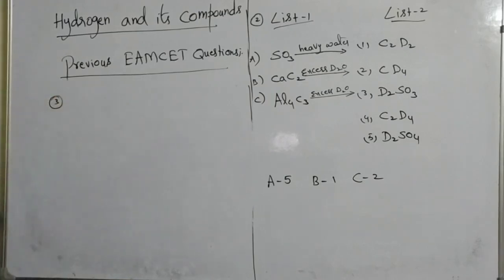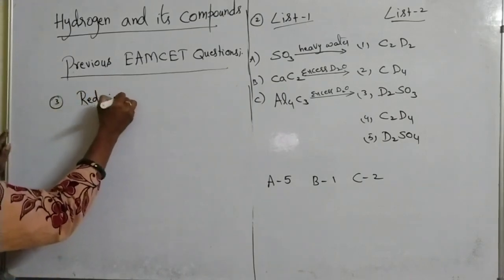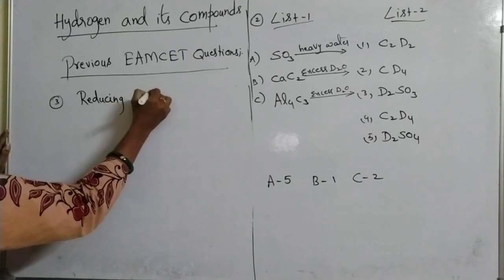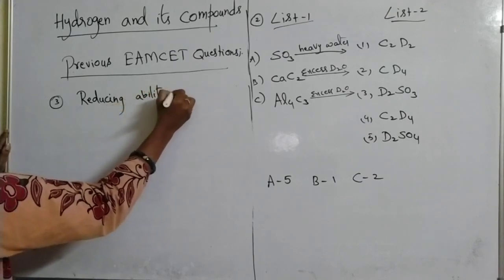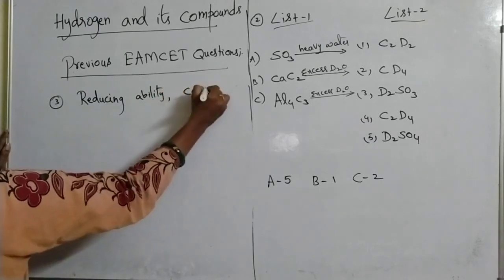Question number 3 is what? The correct order of reducing ability of the following hydrides. Reducing ability. Correct order. For reducing ability, correct order is what?